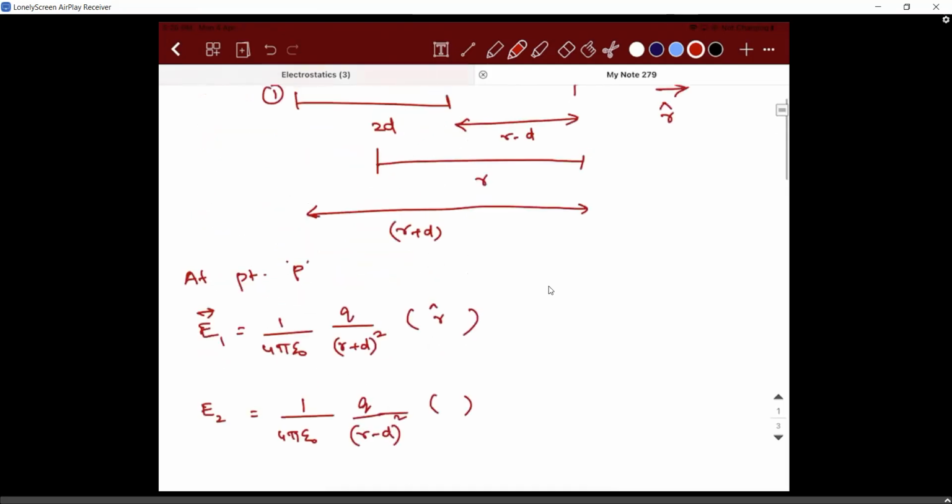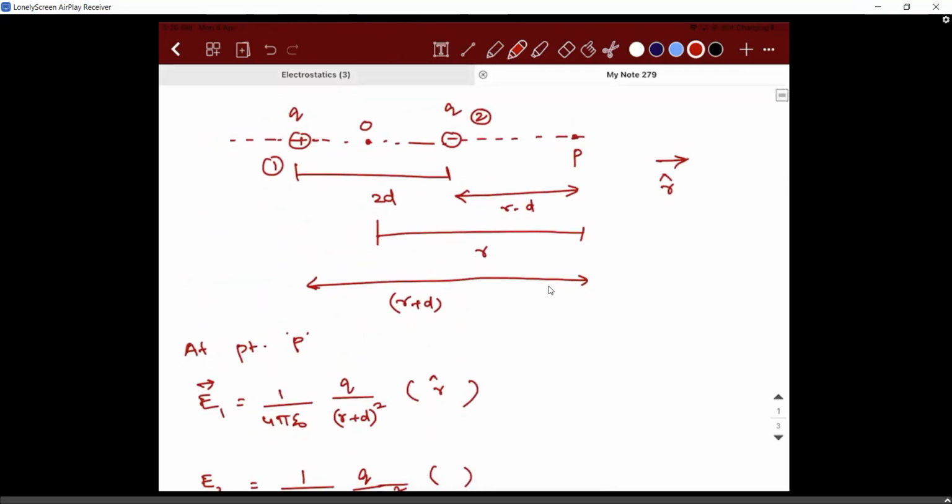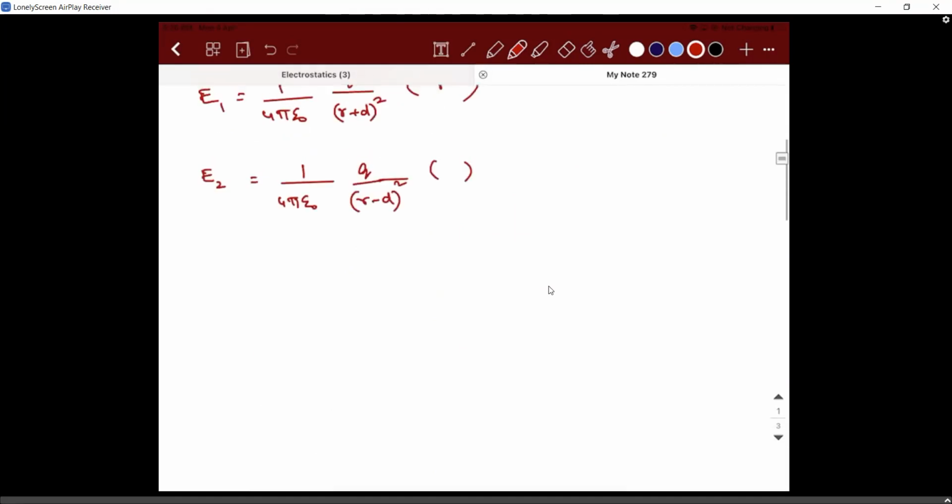Now what I'm going to do is, due to the negative charge, what is the electric field at point P? Means if I place a test charge at point P, which direction will it tend to move? So this is minus r cap. If one direction is positive, other is negative. So minus r cap when it is written as E2 vector. So the minus sign has come there. Does it make sense? Somebody has asked a question.